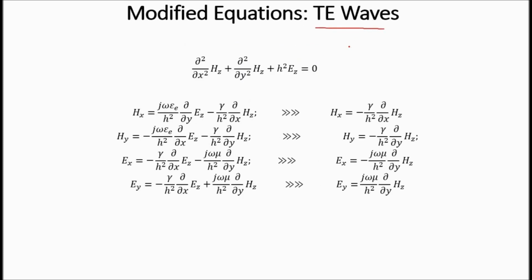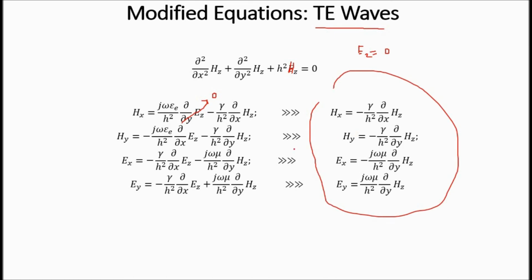We repeat the same work for transverse electric field. At transverse electric field, Ez will be 0. So at first we write the wave equation in terms of Hz, and then as Ez equals 0 we can find modified expressions for Hx, Hy, Ex and Ey. Look at the simplified expression on this slide here.